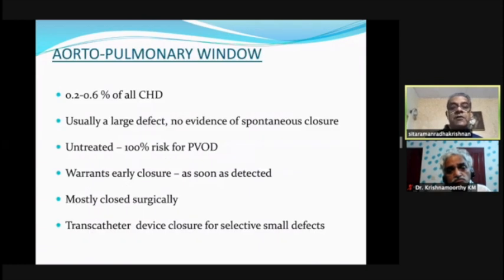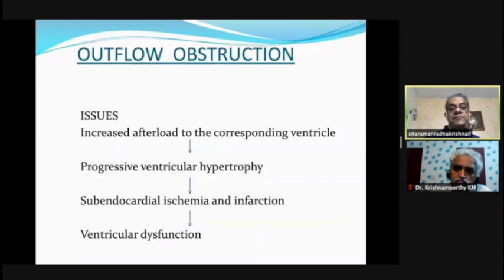Aortopulmonary window, 100% development of pulmonary vascular obstructive disease. Very rarely you see small AP windows which we have closed one, 2 or 3 times in our practice by transcatheter devices. We use the same device like a PDA to close it, but otherwise, for practical purposes, all AP windows are closed by surgery.